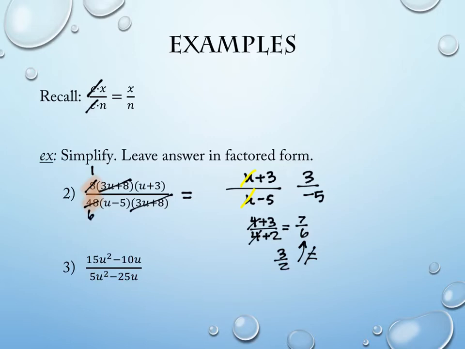If it were 64, we'd have 8. So on top, I'm left with the 1 and the u plus 3, so just u plus 3. On the bottom, I'm left with the 6 and the u minus 5. If you really want to multiply the 6 through the u minus 5, more power to you. But it's actually better, in some ways, to leave it because you can see very clearly when it's in that form that nothing else reduces. So we're going to leave it just like that.